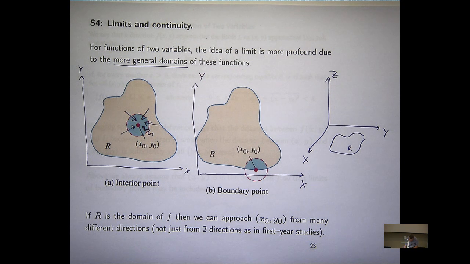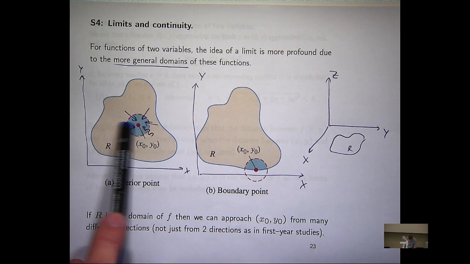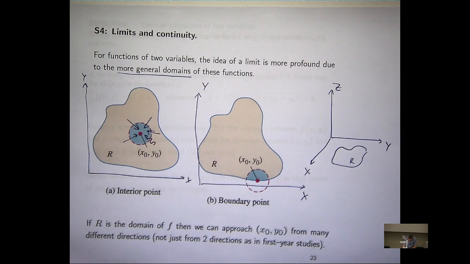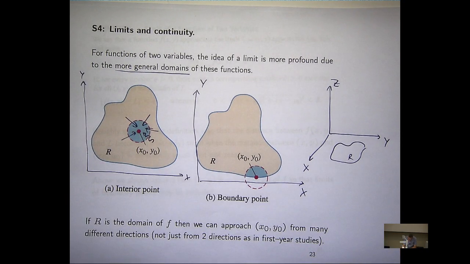Now in first year, you learn about left-hand limits and right-hand limits, and you learnt that the limit exists if and only if both of those limits exist and are equal. This is different. There are no left-hand or right-hand limits in this two-dimensional setting. If you're at the point here, how do I approach that from the left? Well, you could argue that way, and that way, but it's not a wide enough idea for functions of two variables.